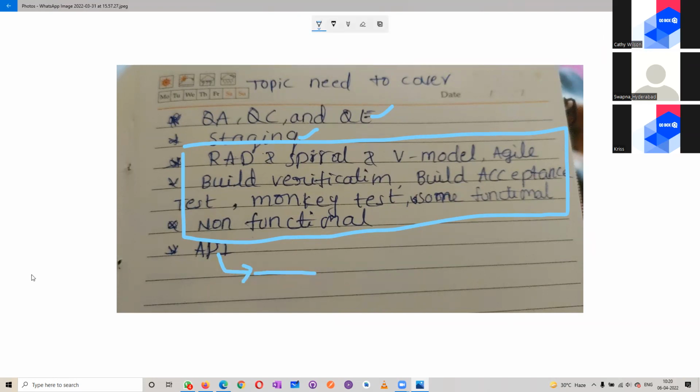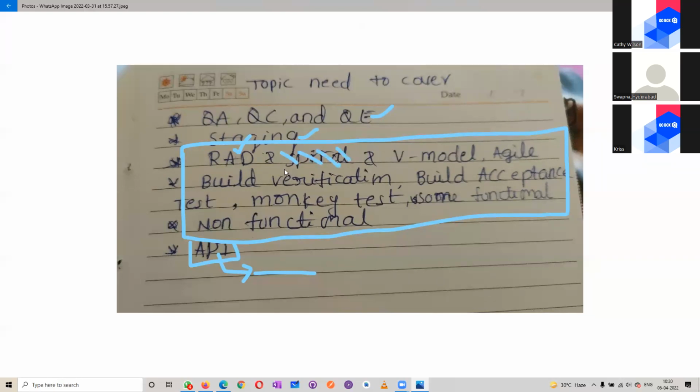What is an API, how APIs work, and how APIs are tested. We have given the tutorial for this, so I hope you will go through it. Now, there are three pending items we want to complete, and then we will go to the other topics. The first pending item is the RAD model, and as I told you, spiral we will not discuss.